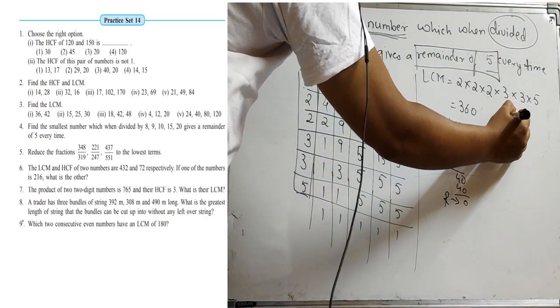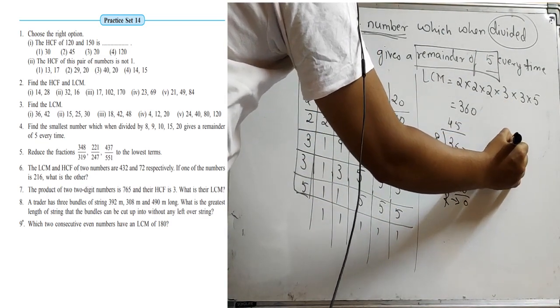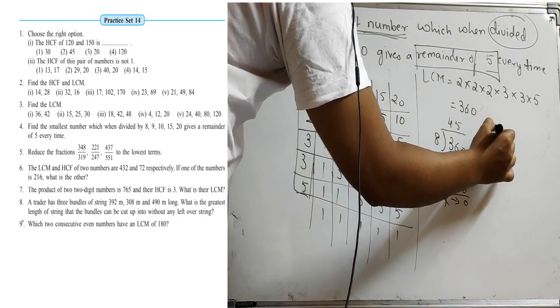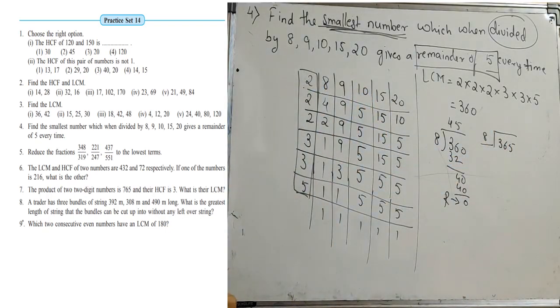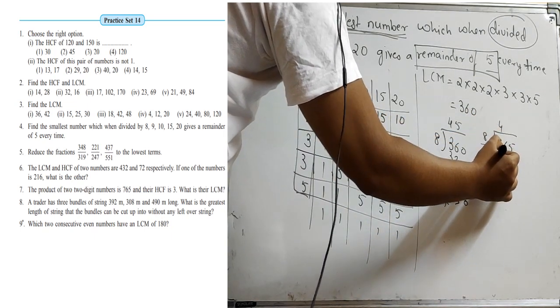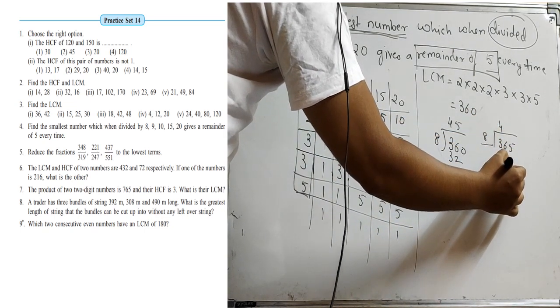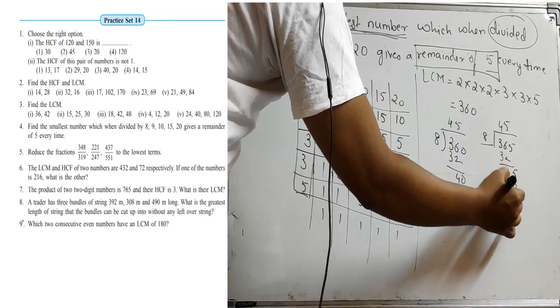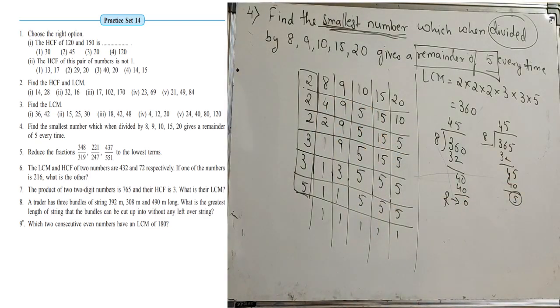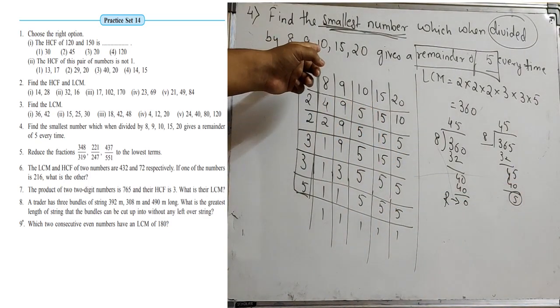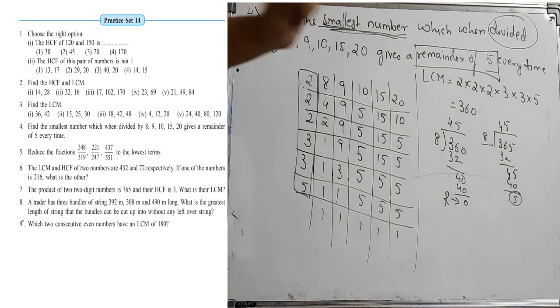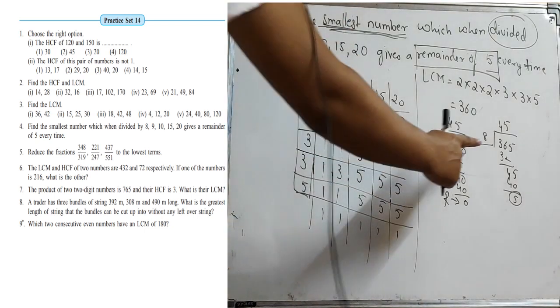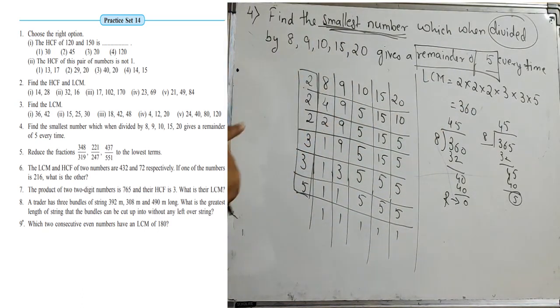What I'll do is I'll just take 365. What happens if I take 365 and I divide by 8? Again, 8 4s are 32. Then what are you getting? 45. 8 5s are 40. So what is the remainder you are having? 5. The same thing applies for 9, 10, 15 and 20. So if you divide 365 by any of these numbers, your remainder will be 5.